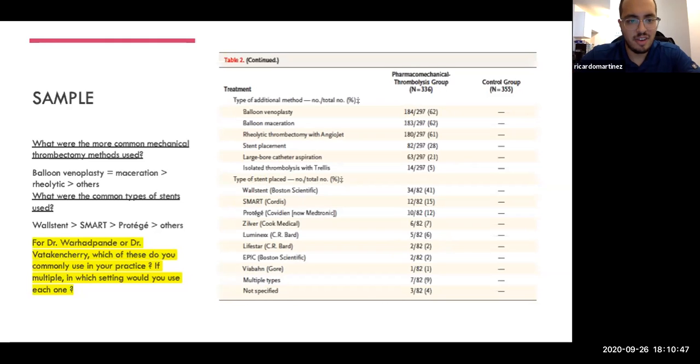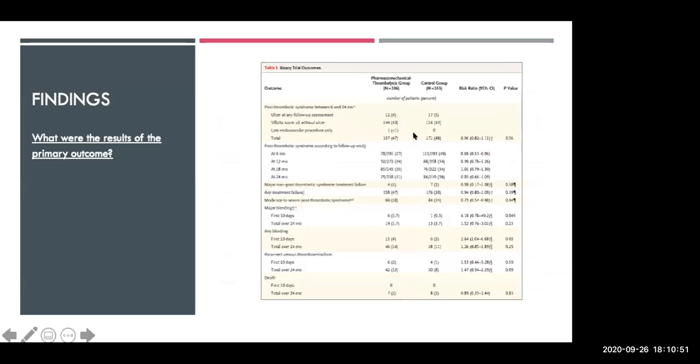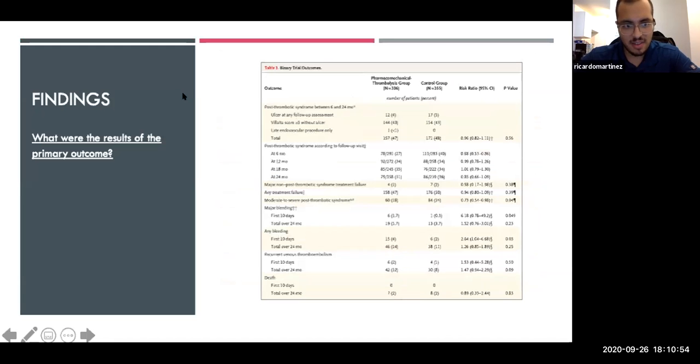Great. All righty. Thank you for your input. So we can go ahead and dive into the results of the primary outcome here. So once again, can anyone, if they remember, discuss some of the results of the primary outcome, just the gist of them?